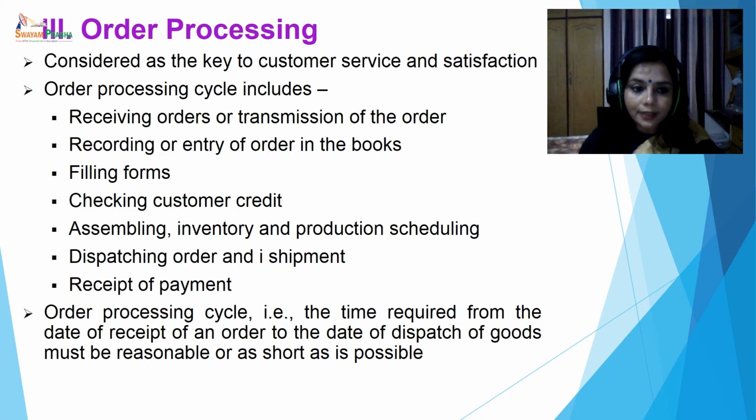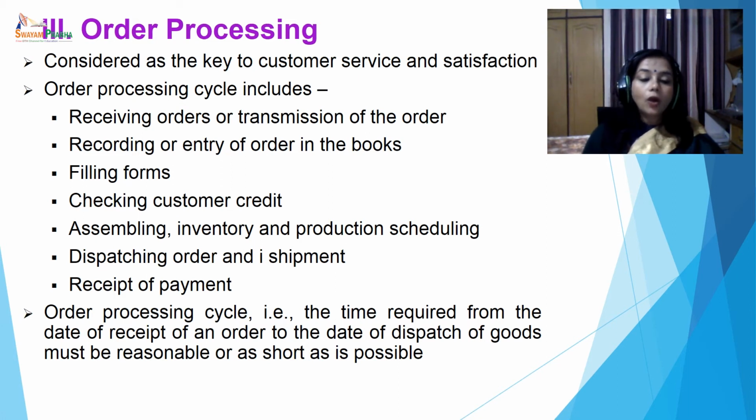The third element of physical distribution is order processing. Order processing and inventory control are related to each other and go hand in hand. Order processing is considered the key to customer service and satisfaction. There is an order processing cycle, and it includes receiving orders or transmission of the order by the salesperson first, then recording or entry of the order in the books, filling different types of forms, checking customers' credit position, assembling inventory and production scheduling.